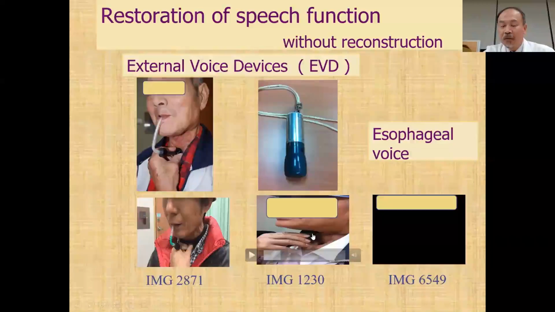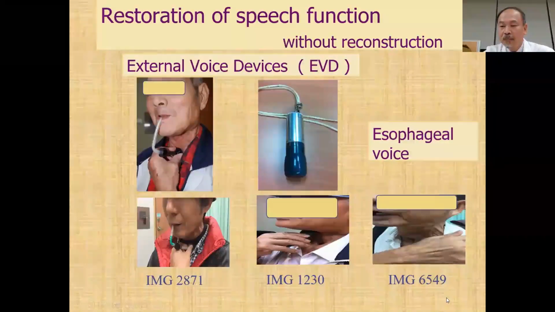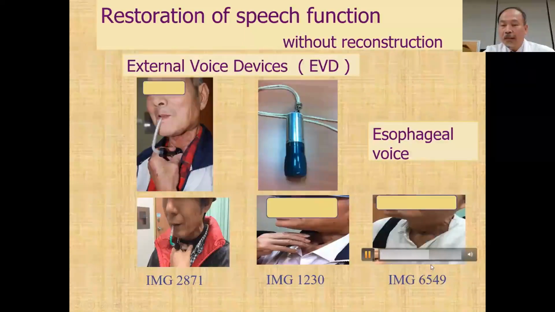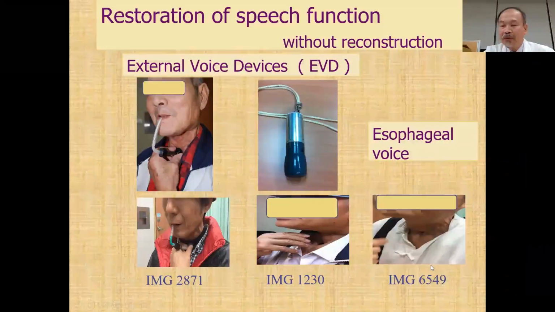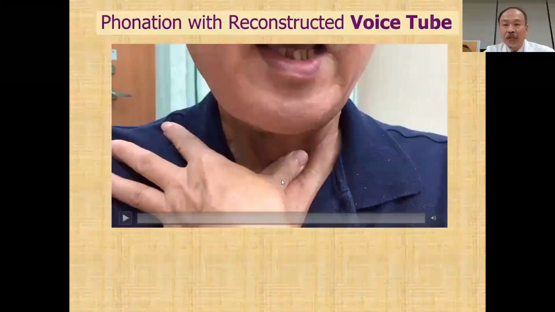So the electronic voice looks very unclear, and sounds like a machine. So patients also like to use it in public. And esophageal voice. The patient's speech, the sound is also not very clear, and sounds like a chicken crackle. Then we move on. And this is the speech voice generated by our voice tube.